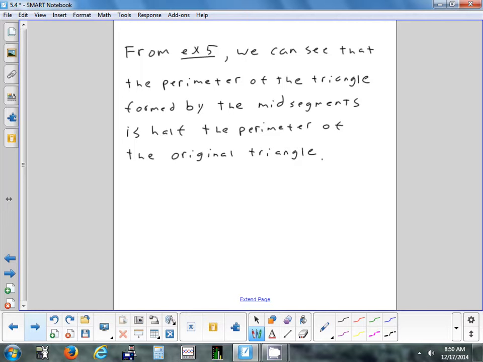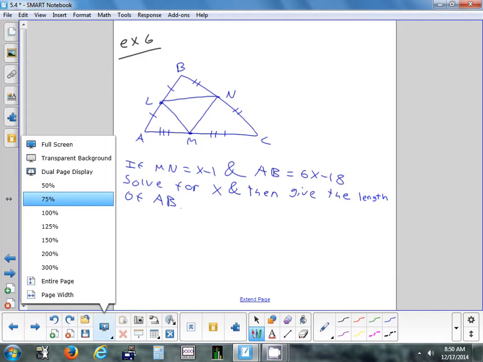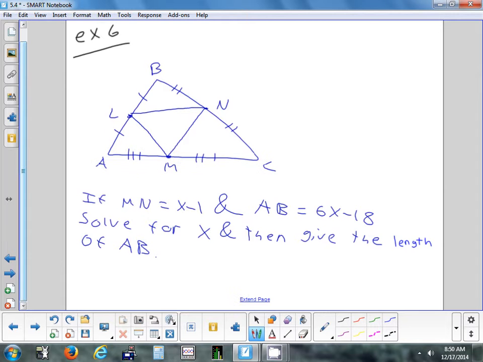All right, so let's take a look at our last example. And I'm not going to go through it with you right away. I want you to try it on your own. So I'm telling you that MN is x minus 1, and AB is 6x minus 18. So two things. I want you to find x, and then once you find x, tell me how long AB is. Let's see if you can do that one on your own. If you get stuck, let me know. I'll come give you a hint.